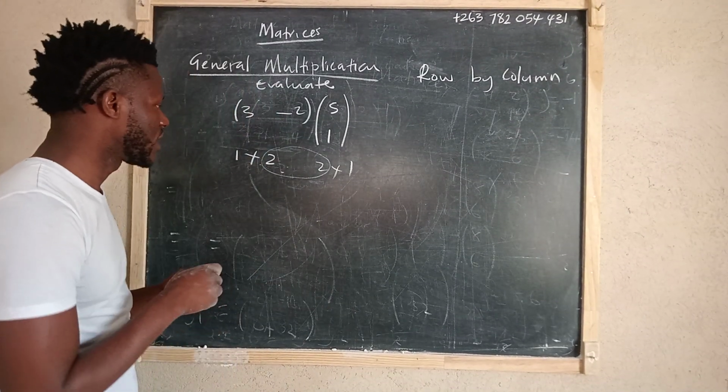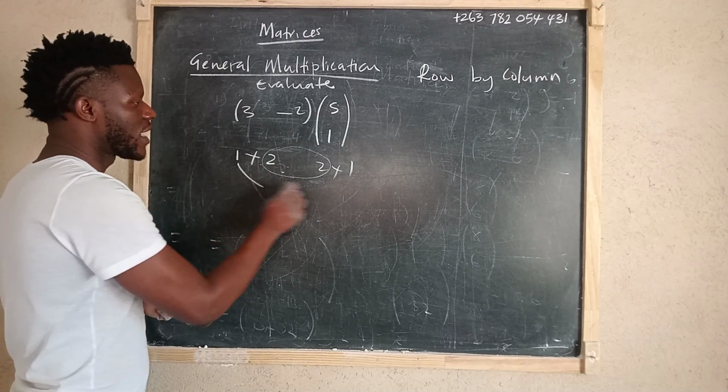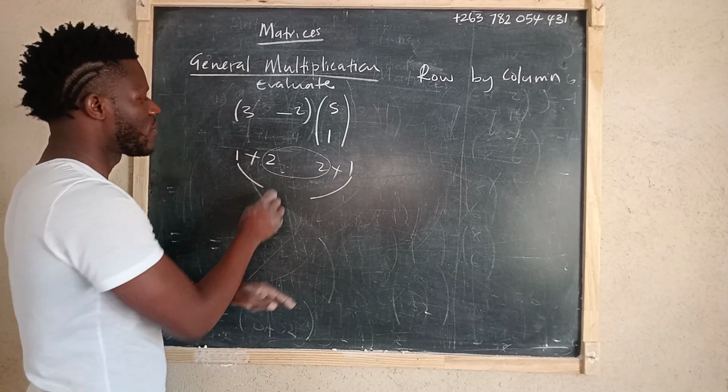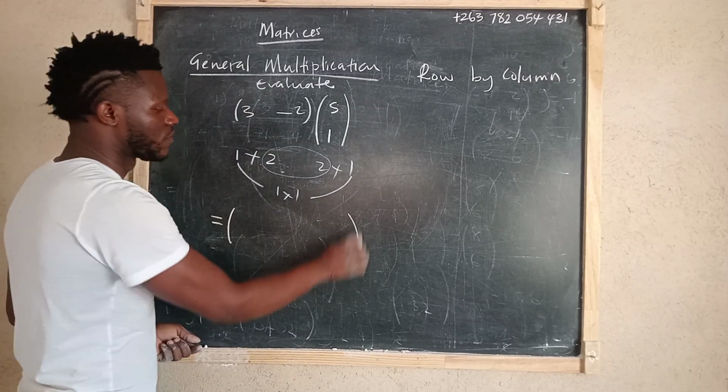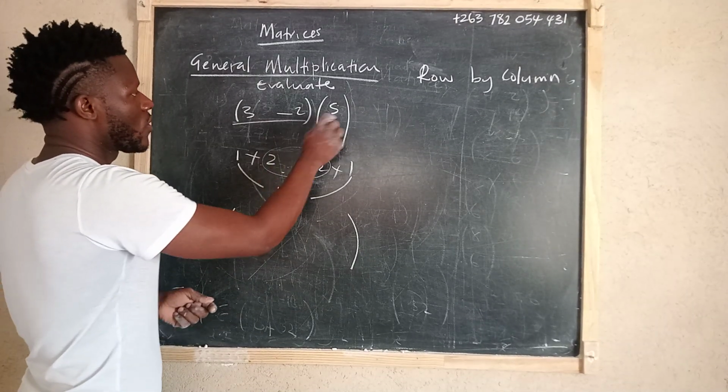So it's possible multiplication. How about the answer? The answer is going to be a 1 by 1 matrix. So let's present the 1 by 1 matrix. It's row by column.